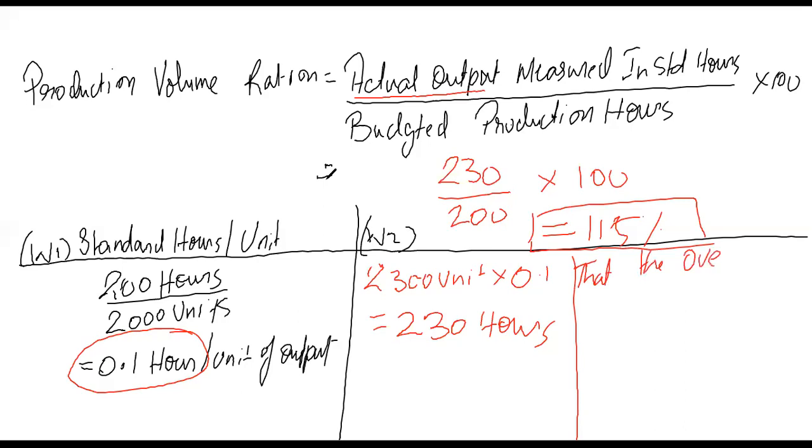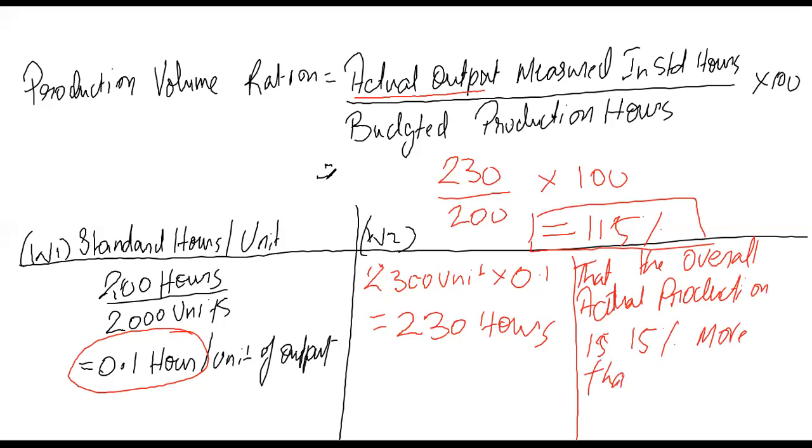the overall actual production is 15% more than the budgeted production. It is basically 15% more than the budgeted production. Now, this is a good scenario that we are being given right now. Now, let's come to the second ratio and let me calculate the second ratio.